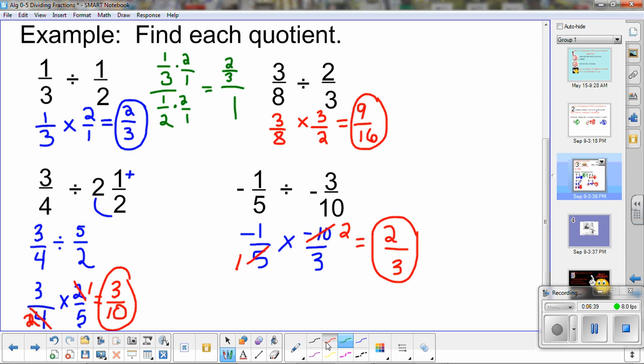And also look right here. This piece right here is our same work from right here. You keep the first fraction the same, change to multiplication, and you flip the second.